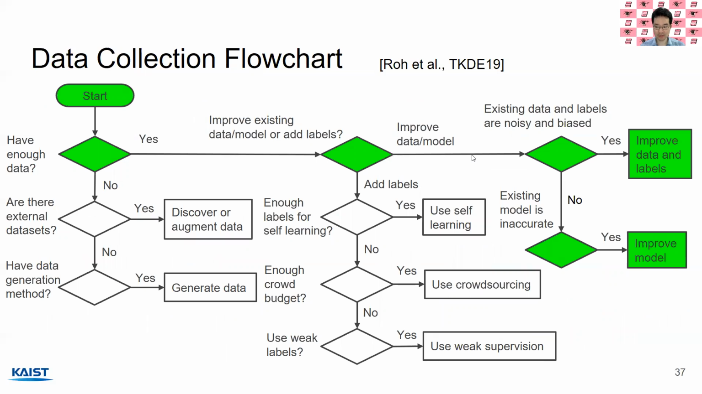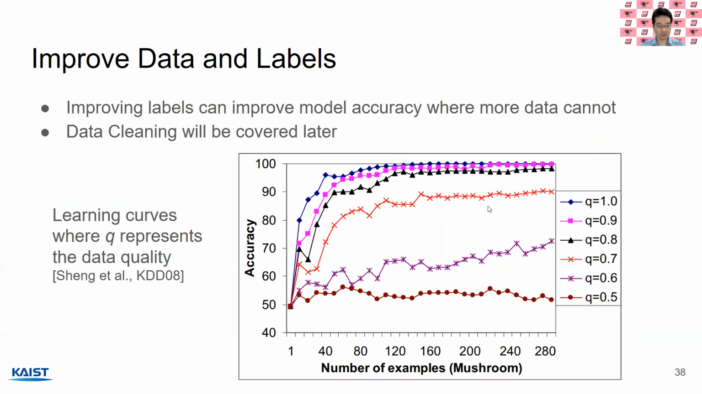So once you have enough labels, then another option you might want to consider is to improve your existing data and labels, or even your existing model. So improving labels can really improve model accuracy, where simply acquiring more data cannot. And so here's an example by Sheng et al. a couple of years ago, demonstrating that point.